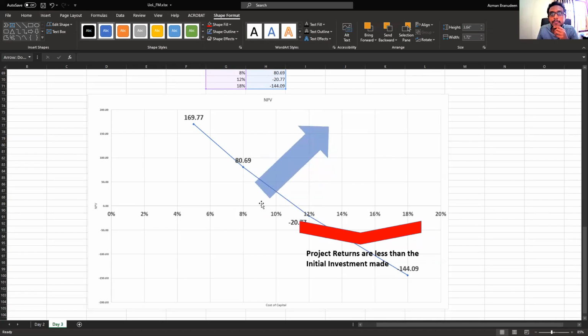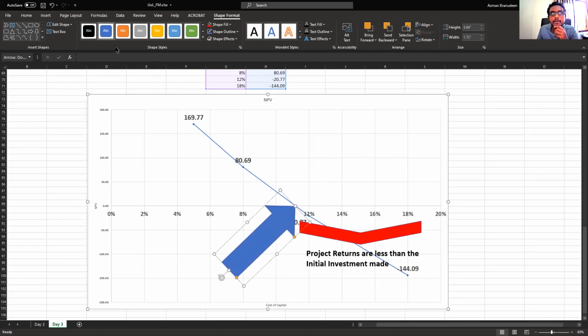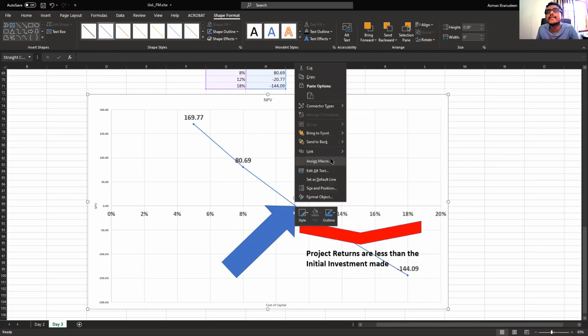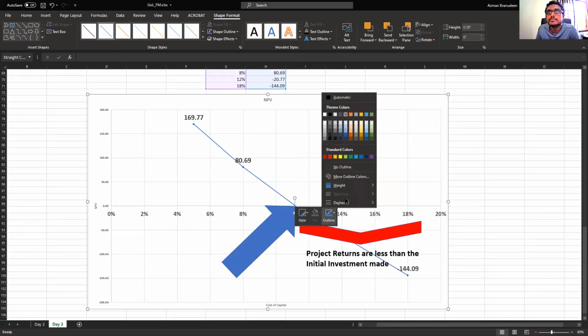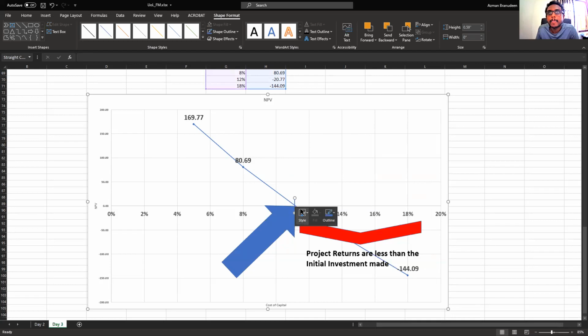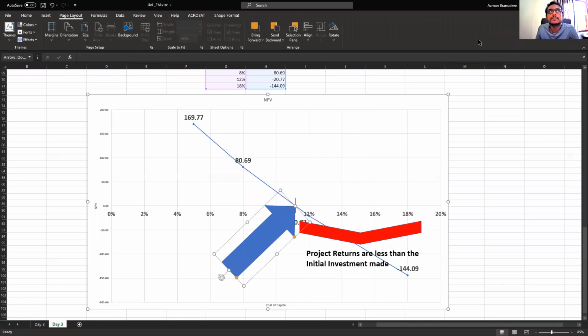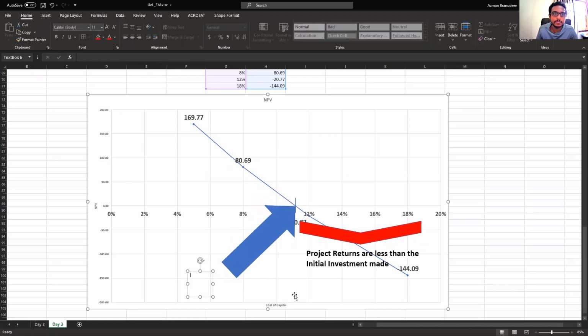this point, this exact point where, what do we call this? This point where NPV is 0. IRR. Internal rate of return. Okay, internal rate of return, right? So internal rate of return.